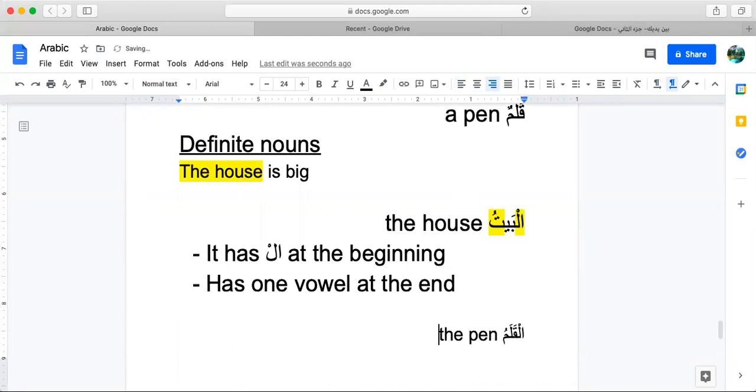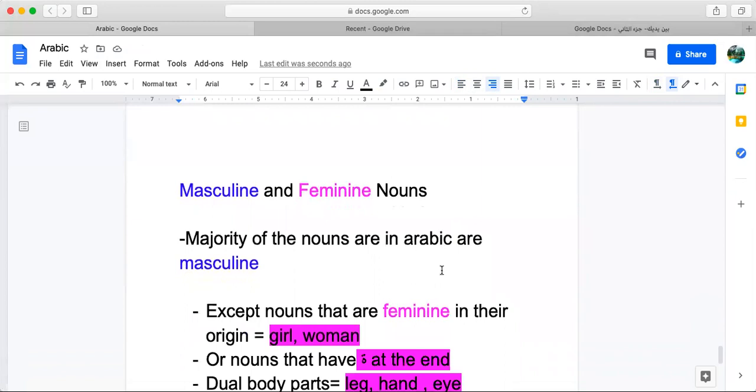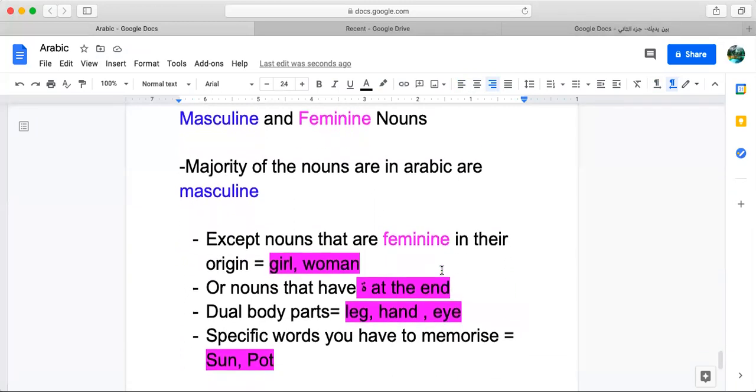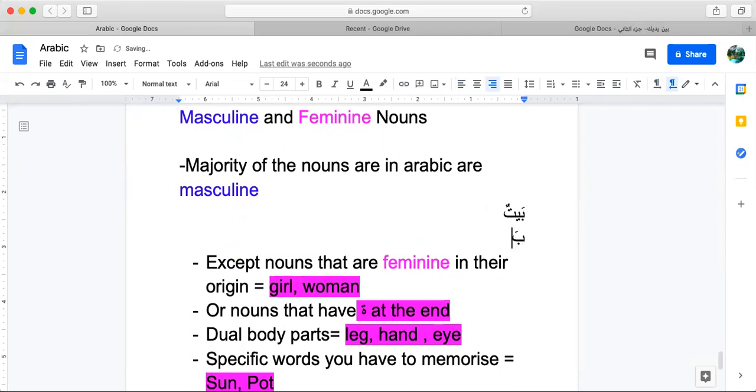Now I want to just move on to something else, which is masculine and feminine nouns. A lot of people have problems with this at the beginning, but it's not that difficult. The main rule that you need to know is that the majority of the nouns in Arabic are masculine. For example, we mentioned baytun. Is that masculine or feminine? It's masculine. Babun means door. Is it masculine or feminine? It's masculine.